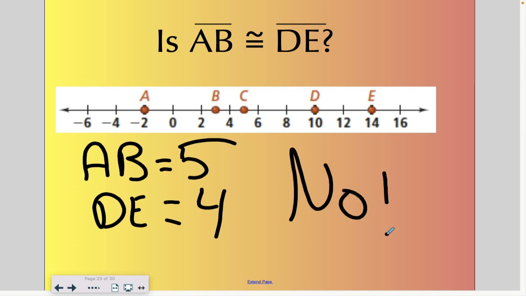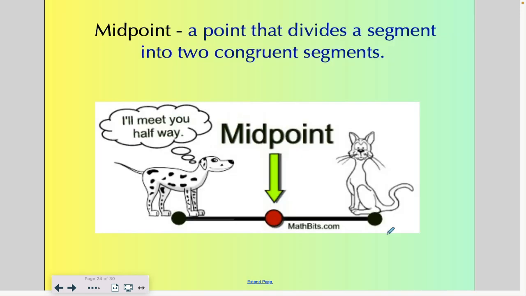Okay? Good. Okay, last part, I told you today's fairly short, is a midpoint. A midpoint is a point that divides a segment into two congruent segments.